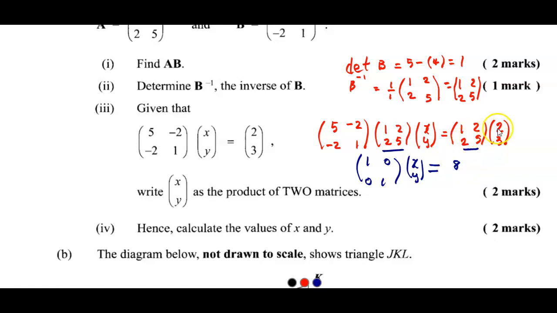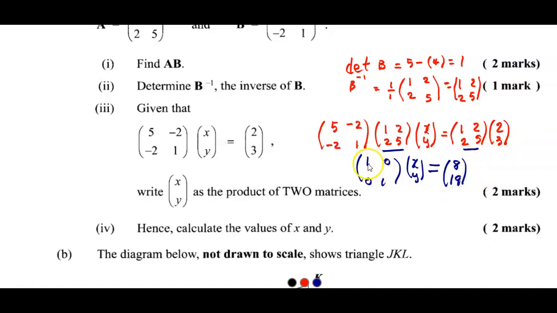And then we have 2 times 2, that's 4. And 3 times 5, that's 15. Let's do it again. So we have 2 times 2, that's 4, plus 5 times 3, that's 15. So 15 and 4 is 19.